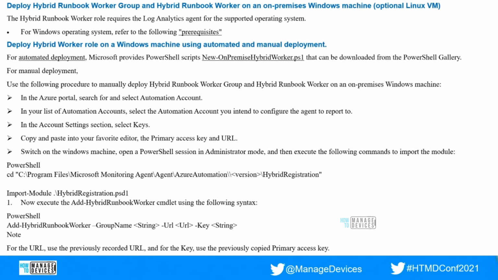You can then switch to the Windows machine, open PowerShell, and I think I've given the command: cd program files agent, the version, and the registration, hybrid registration.ps1. First we will be importing the module. Once you do that, you can execute the PowerShell script, Add-HybridRunbookWorker, with your group name which you used, the URL which you just copied, and the key which you copied a couple of lines before this.